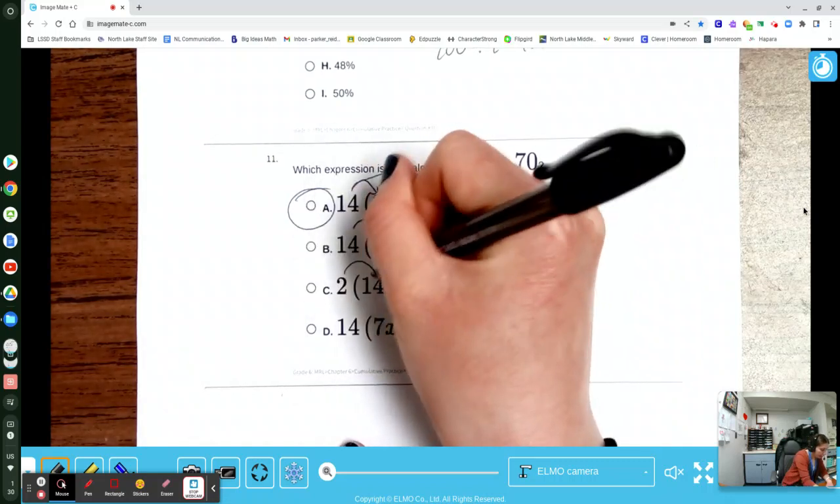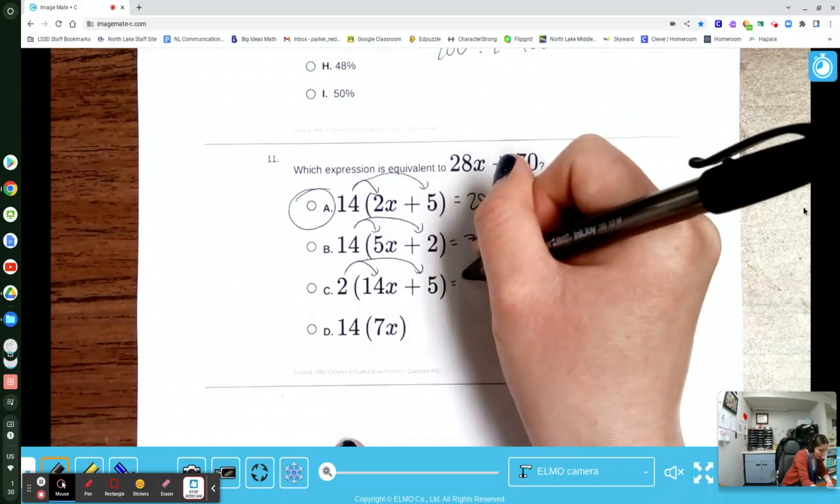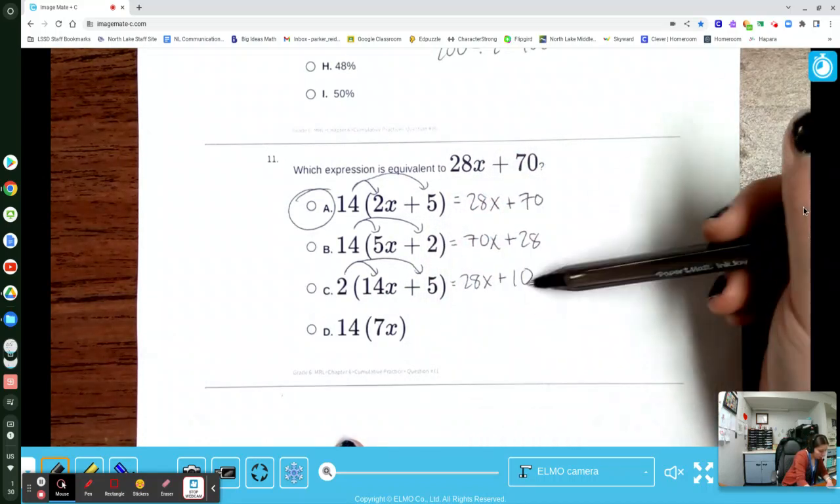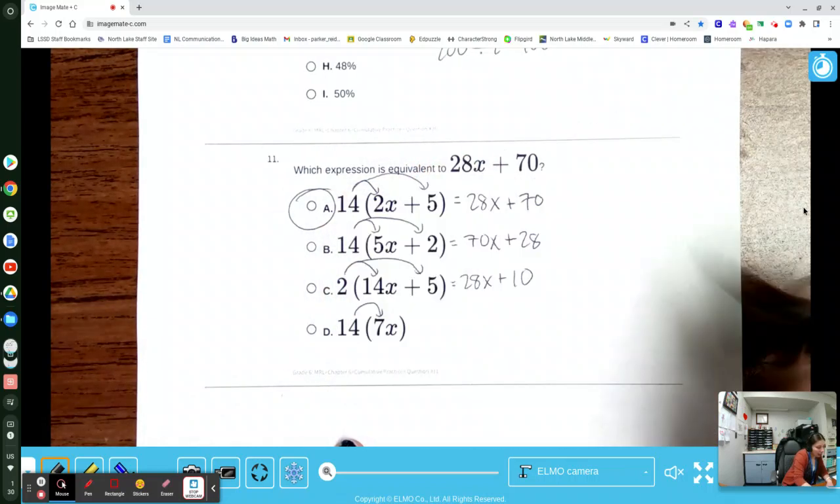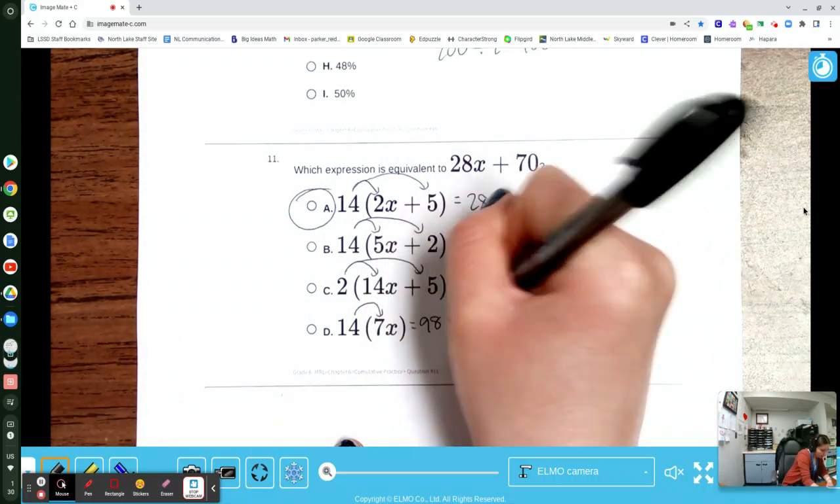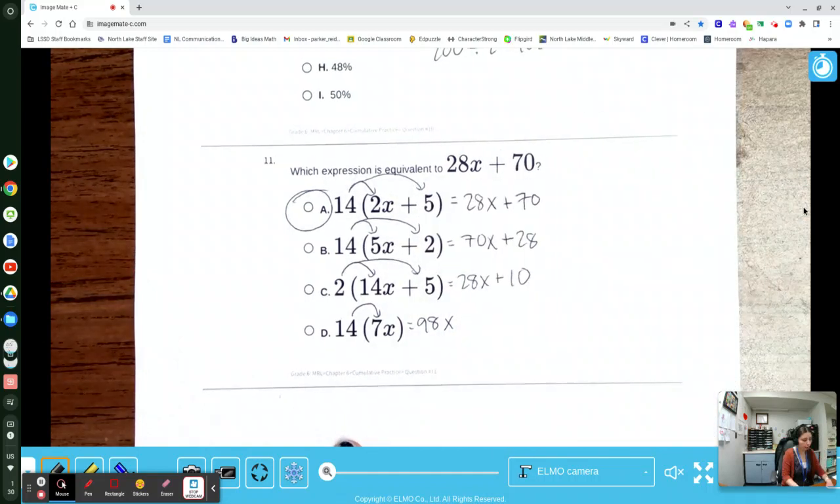This one here, if I multiply 2 by each part, 2 times 14x is 28x. But 2 times 5 is only 10. So the second number doesn't match. And then this last one here, this only has an x term. There's not even going to be a whole number. 14 times 7x, that's going to be 98x. We don't even have a whole number there at all. And so this is the one that is correct, option A.